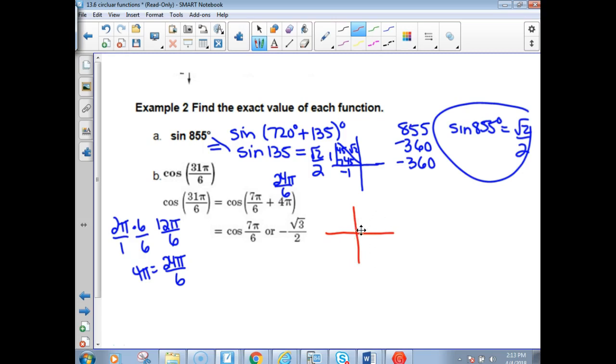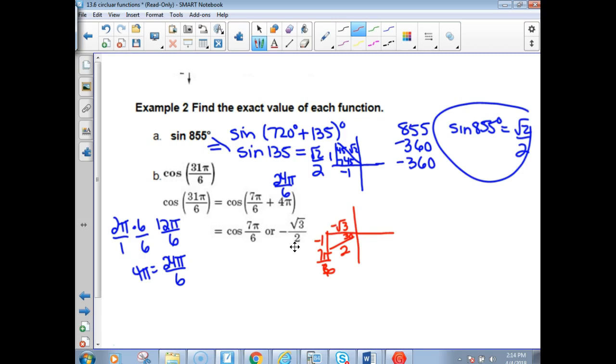1 pi over 6, 2 pi over 6, 3 pi over 6, 4 pi over 6, 5 pi over 6, 6 pi over 6. 7 pi over 6 is in quadrant 3. All right, that's a reference to 30 degrees. So where they got that negative square root of 3 over 2 is, the x value is opposite the 60. That would be your negative square root of 3, and this would be -1, and this would be the 2. So if you're thinking about your special right triangles, adjacent over hypotenuse is negative square root of 3 over 2.